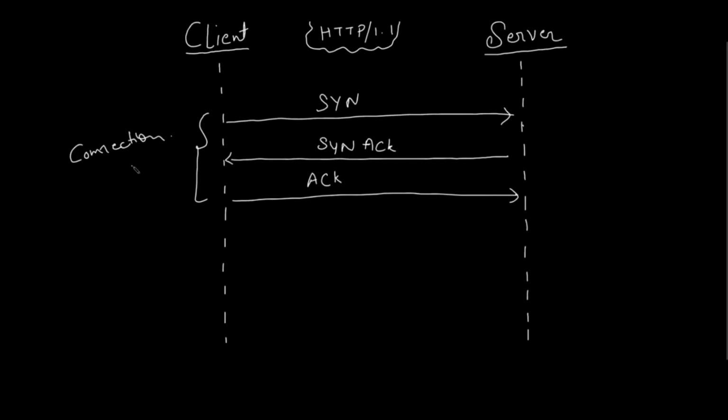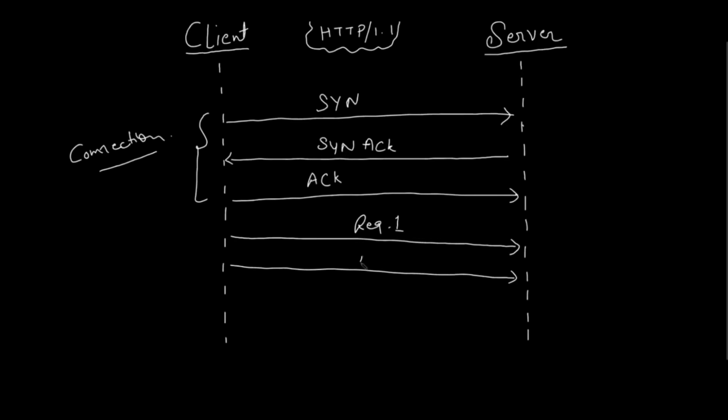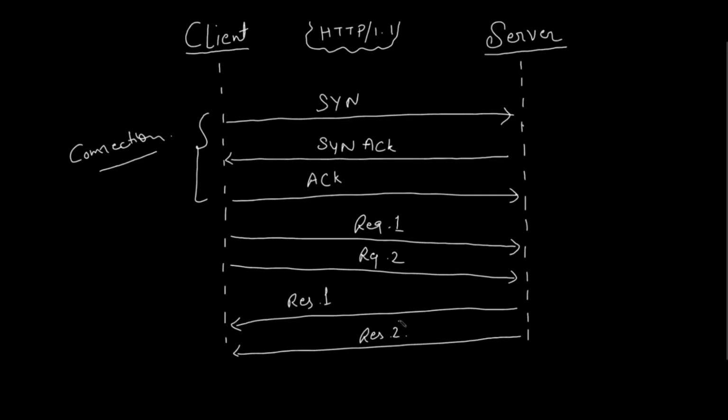So let's assume the client has already made a connection with the server using a three-way handshake process. Now as part of HTTP 1.1, the client sends many requests over the same connection. Let's say it's request 1 and then another request on the same connection, which is known as request 2. The server can take its time and send the responses back to the client. Let's say response 1 and response 2. So far so good, but here also we have a problem. We can send multiple requests and get multiple responses over the same connection.